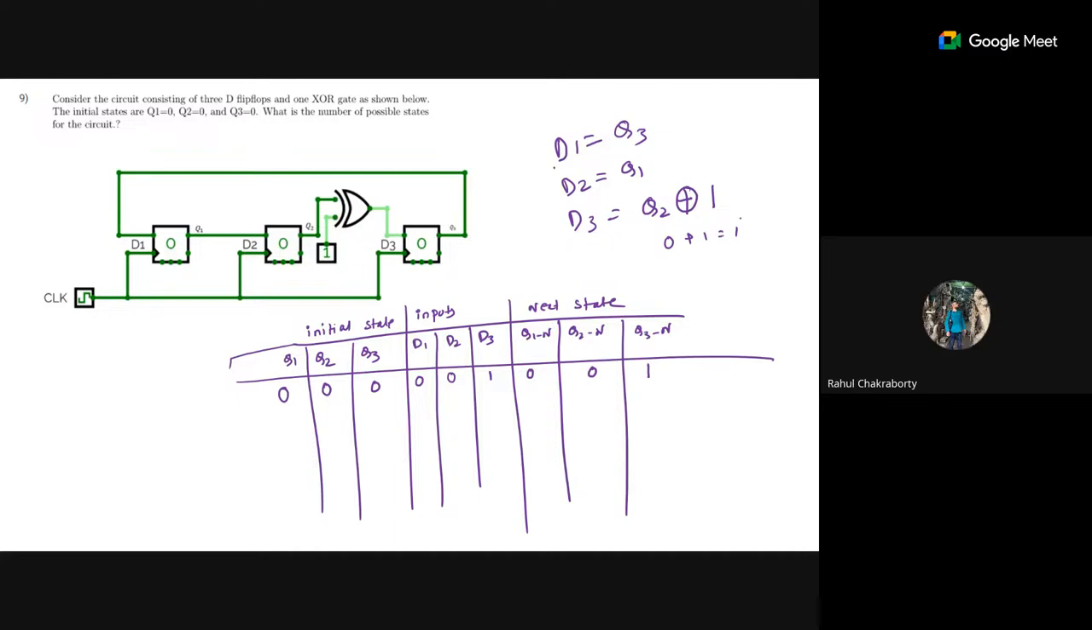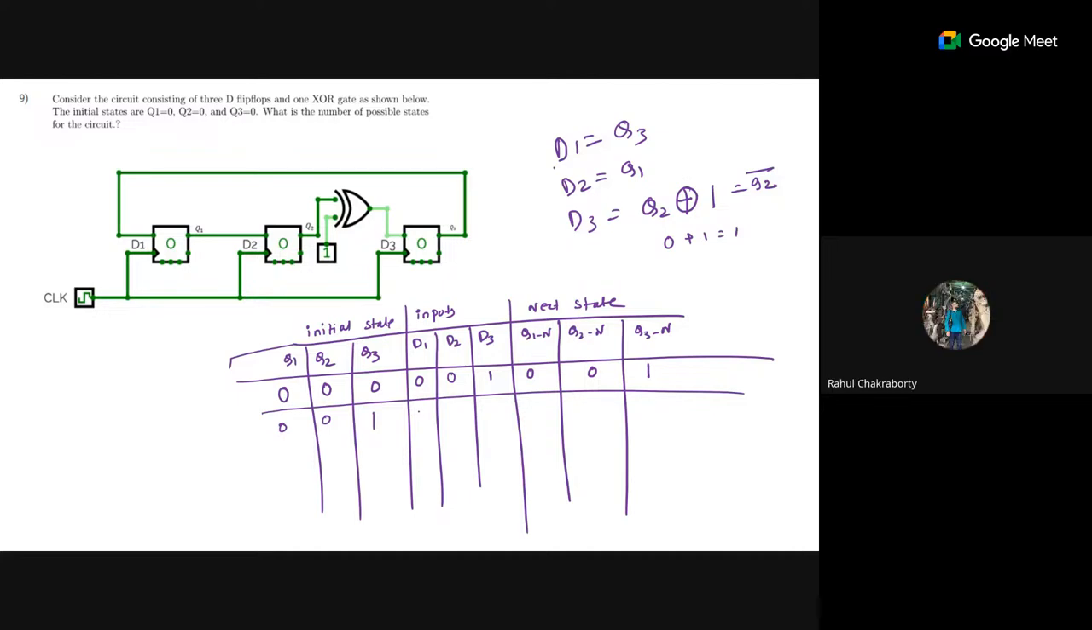Q2? Yeah, D3 will be Q2 bar. You can ask, it is right that it is Q2 bar only, yes. Okay. Now, next step is? Next step is 001. So, what will be the D1?